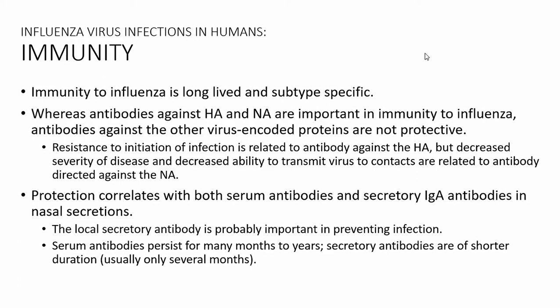Immunity to influenza is long-lived and subtype specific. Whereas antibody against hemagglutinin and neuraminidase are important in immunity to influenza, antibodies against the other virus-encoded proteins are not protective. Resistance to initiation of infection is related to antibody against the HA, but decreased severity of disease and decreased ability to transmit virus to contacts are related to the NA. So again, for initiation of infection, we want antibody against the hemagglutinin, since hemagglutinin again is the one that is used for the attachment of the virus to the cell surface.